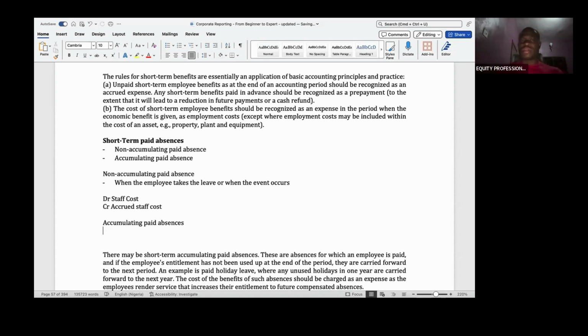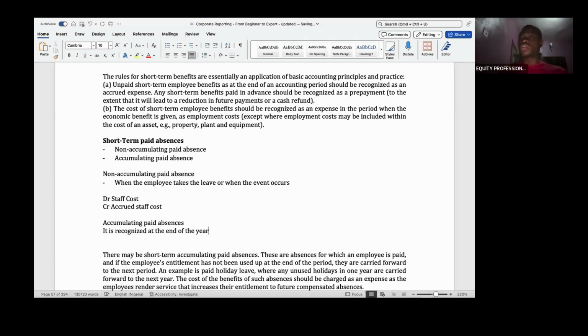Because usually, what will happen is that most companies will say that if you don't take your leave this year, yes, you can take it next year, but you cannot take everything. No. You can only take half. Or they would reduce it. And the employee might not even take at all. So we would expect to then make an estimate at the end of the year that, okay, what will be our additional costs? So for accumulating paid absences, it is recognized at the end of the year where we can have clarity.